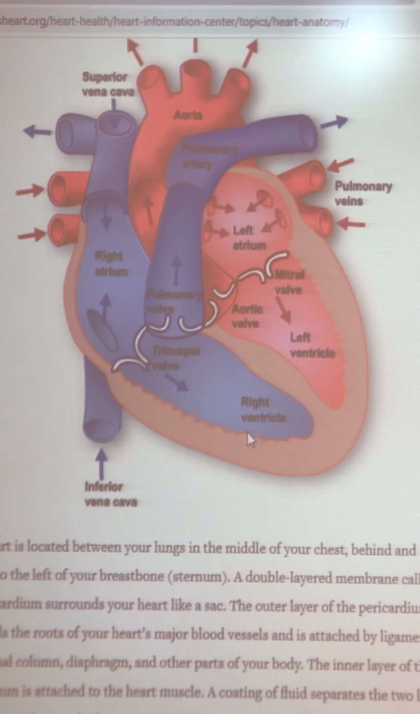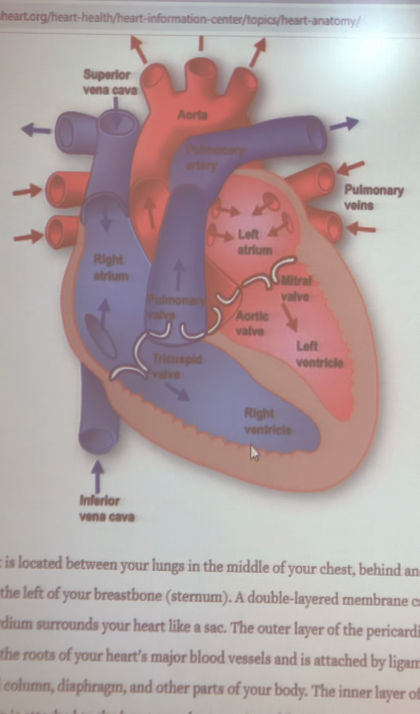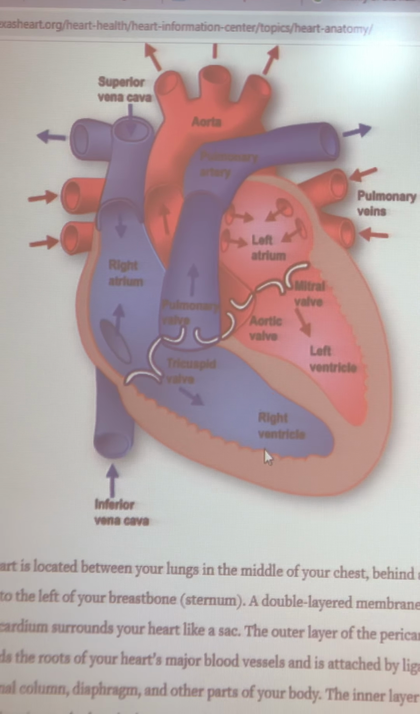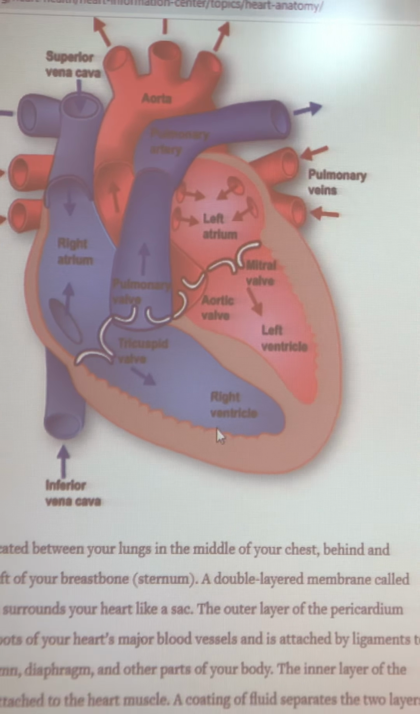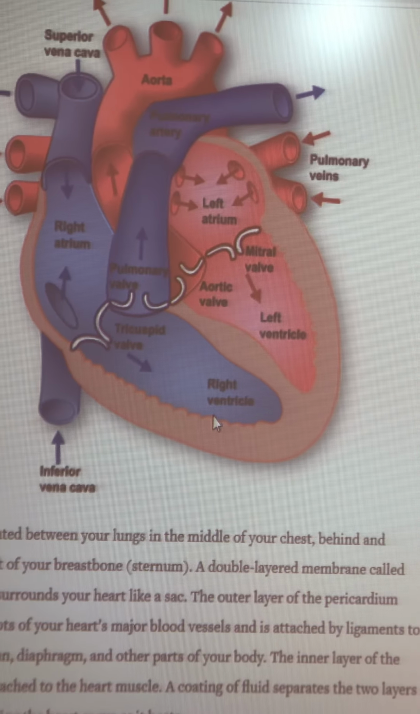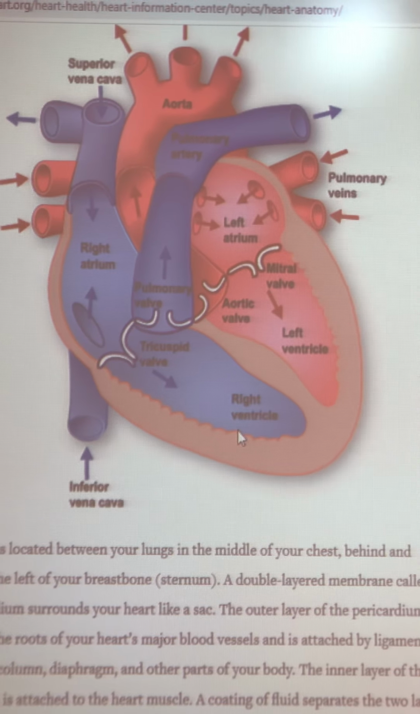Meaning, you might see, what valve is in between the right atrium and right ventricle, and carries deoxygenated blood? That's the tricuspid valve. Or what valve is in between the left atrium and the left ventricle and has oxygenated blood? That's going to be your mitral or bicuspid valve, right? So you can follow the pathway.